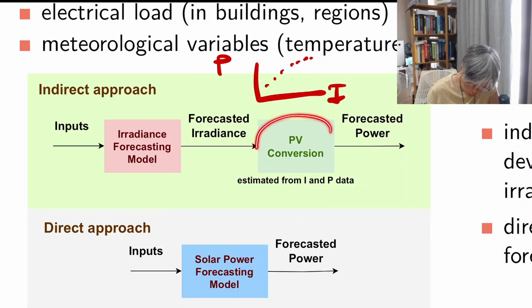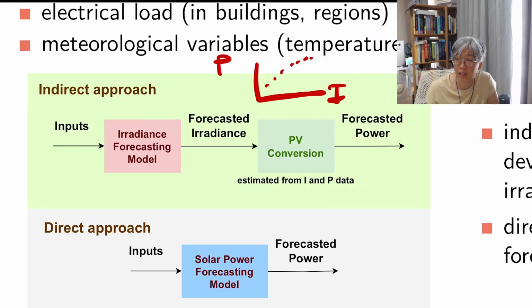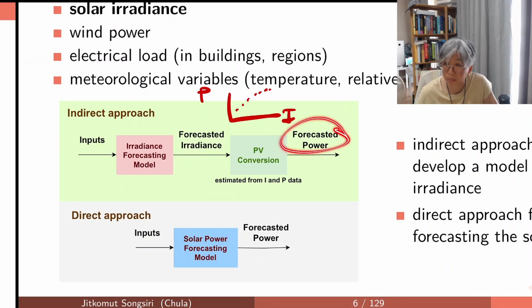In order to develop this block, it's basically the concept of solar panel efficiency, like how much radiation you could get. You simply multiply by the efficiency factor of the solar panel, and you get the forecasted power. This is the first approach. We call it indirect because we forecast irradiance I indirectly in order to get power P.